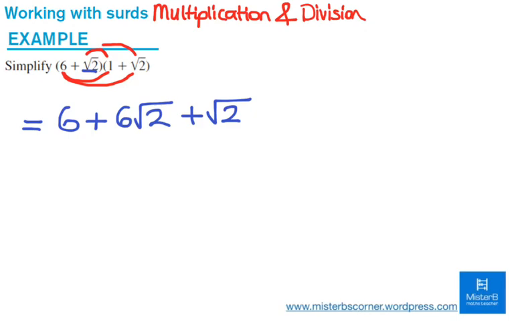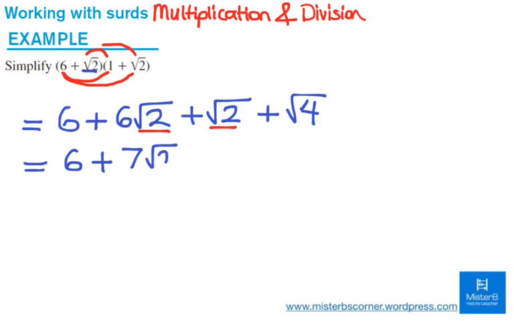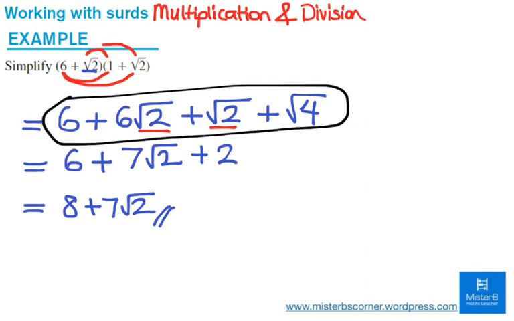And square root of 2 times square root of 2 will be square root of 4, because you can multiply them. 2 times 2 makes 4. And then you have to simplify. That's going to be 6 plus, now there are 6 square root of 2 here and 1 here, so it's going to be 7 square root of 2 plus square root of 4 is 2. So basically you end up with 8 plus 7 square root of 2, and that's going to be the answer. So it is very important to understand how we get this multiplication. We multiply 6 by 1 and 6 by square root of 2, and then we multiply square root of 2 by 1 and then square root of 2 by square root of 2.